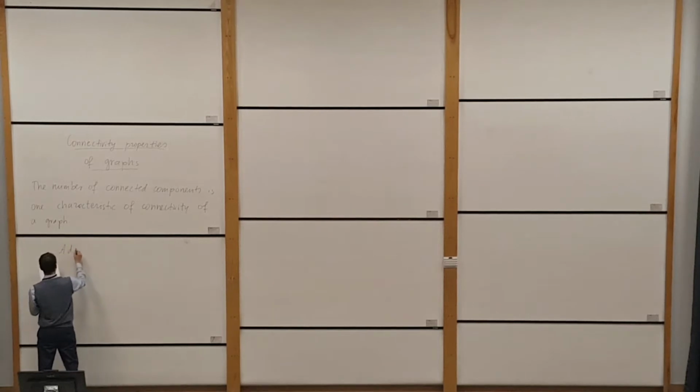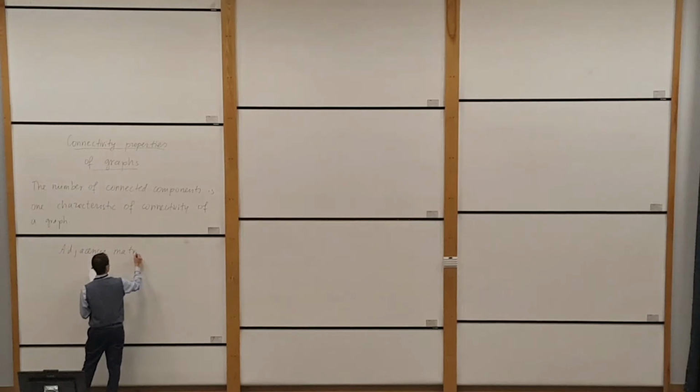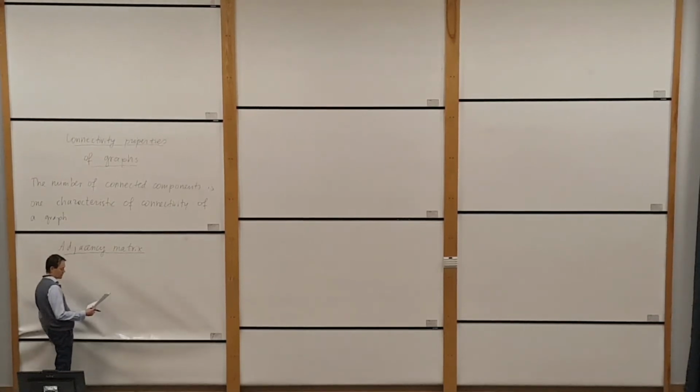To do that, I will introduce the so-called adjacency matrix, which is another way of representing a graph. We know already two ways. You can specify the set of vertices and a list of edges. It's one way to define a graph. Or you can just draw it and represent the graph by drawing. And here is a third way.